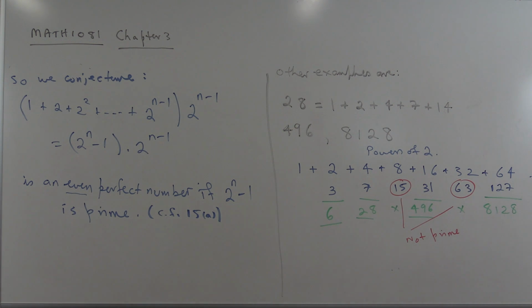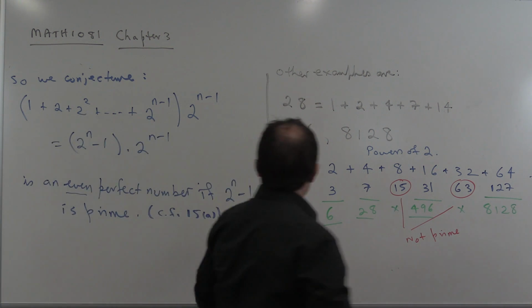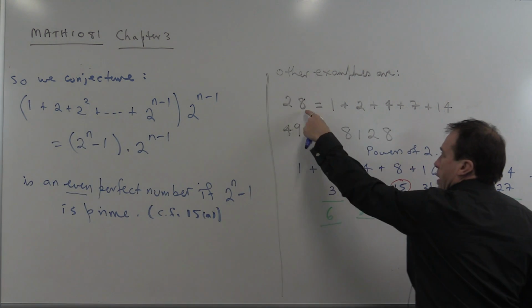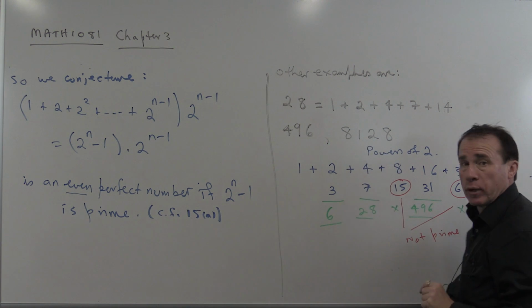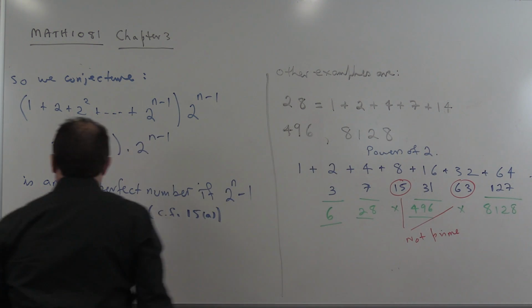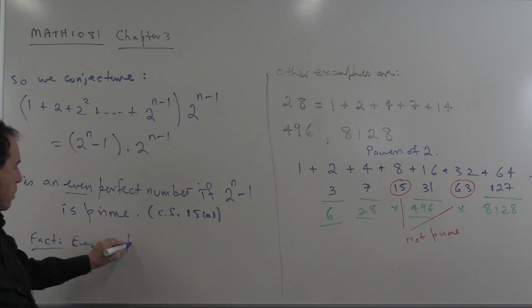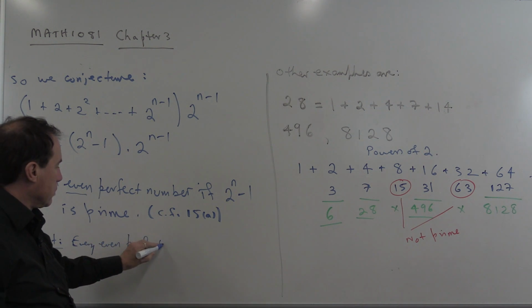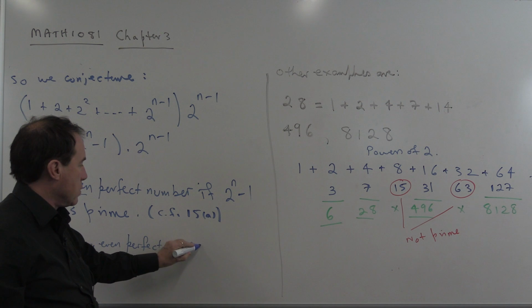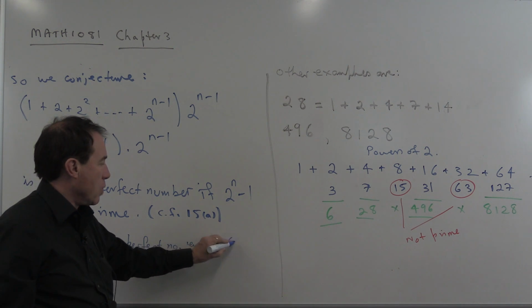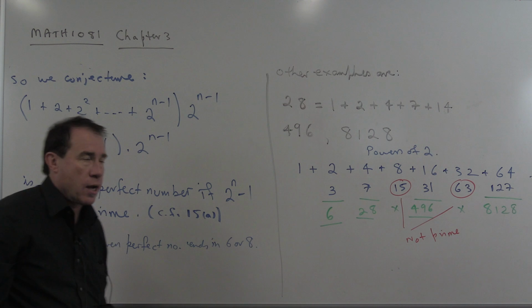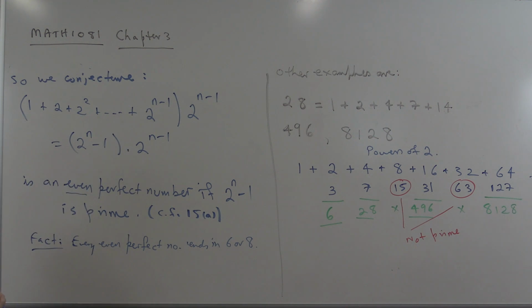Well, what are the other things we said? Well, I said that all of these even perfect numbers end in 6 and 8. Well, they do. So here are some facts. Every even perfect number ends in 6 or 8, and that's not very hard to prove using this formula here.